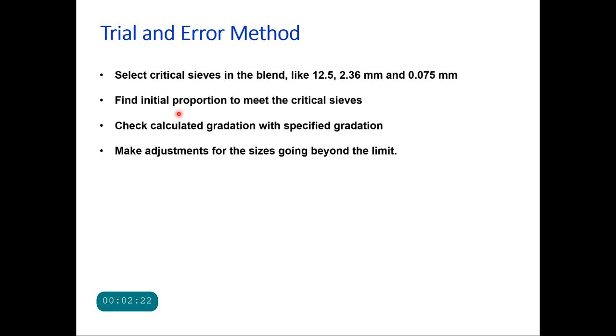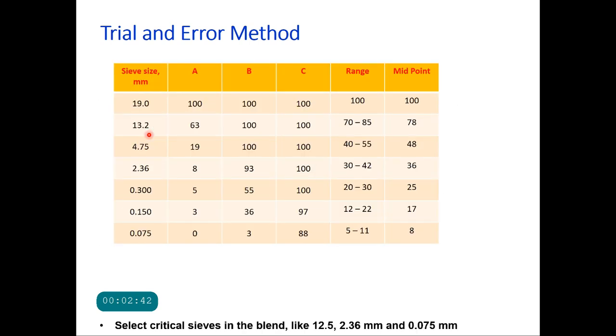Then we find the initial proportion to meet the critical sieves, and then we check the calculated gradation with the specified gradation and make adjustments for the sizes which are going beyond the limit. Now, this can be explained through this example. Let's suppose these are the sieve sizes, and we have three aggregates which are to be mixed to obtain the final grading in this range. If you take the midpoint of this range, then the target is to get a grading which is very close to this midpoint grading.